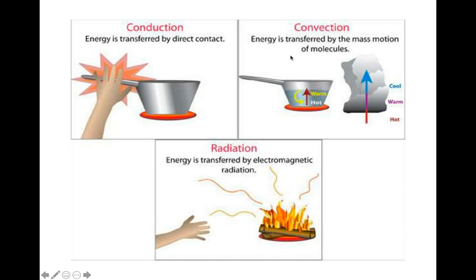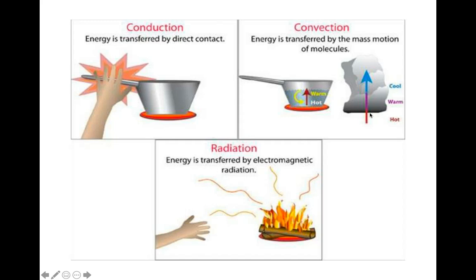Another way heat can transfer is by convection. This only happens in liquids and gases because the atoms can move around. So in the liquid, like in this water on the stove, the warm water rises, the cold water sinks. So you kind of get this little circular motion going.